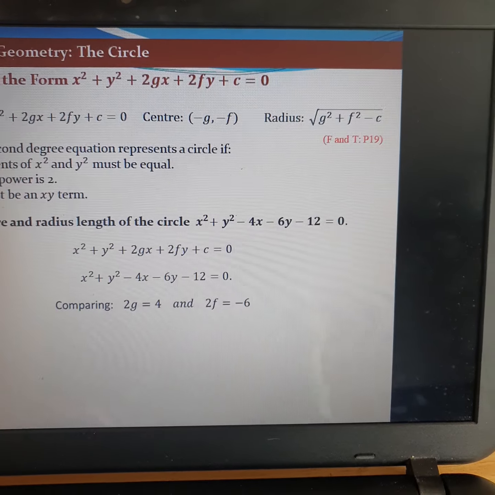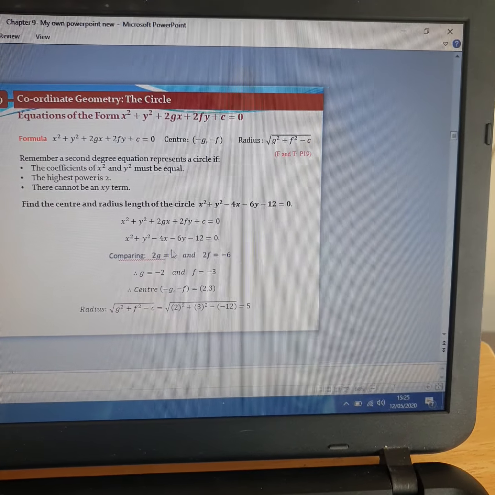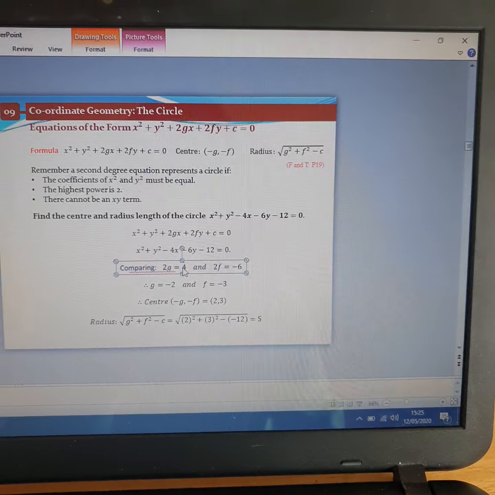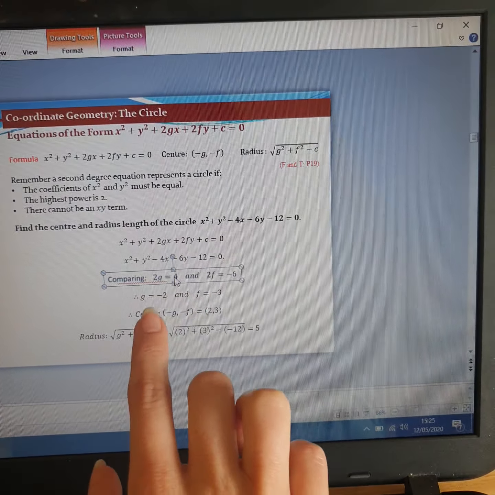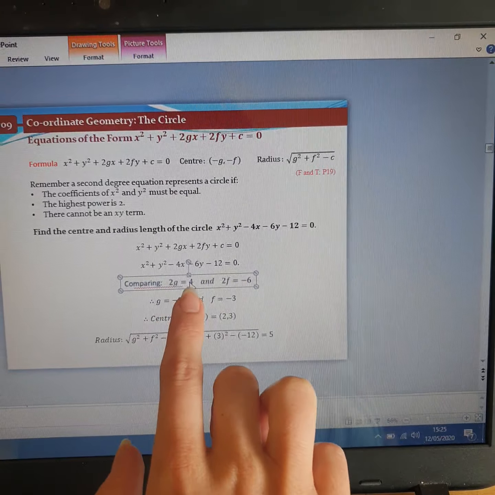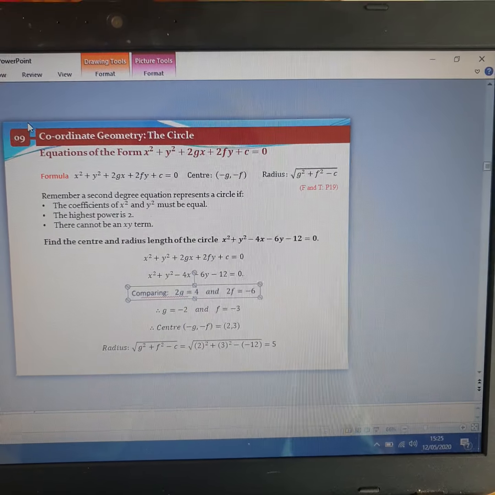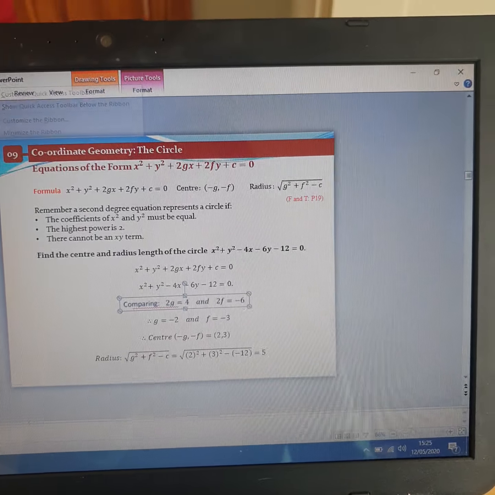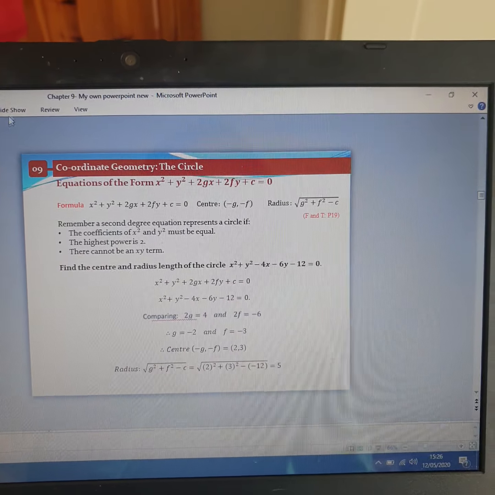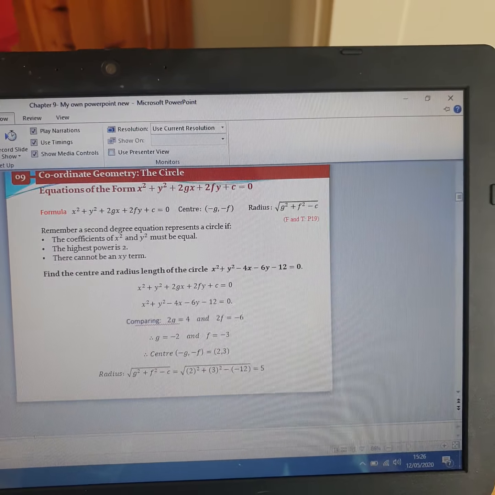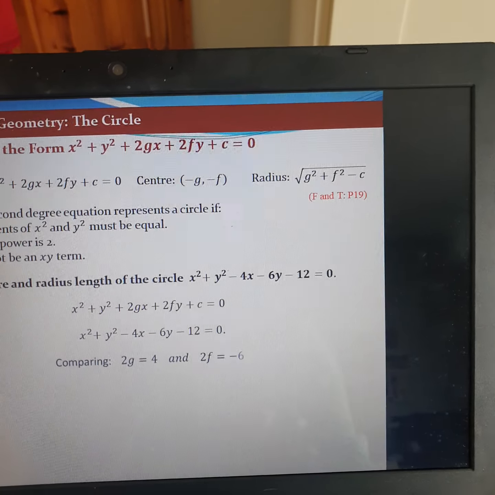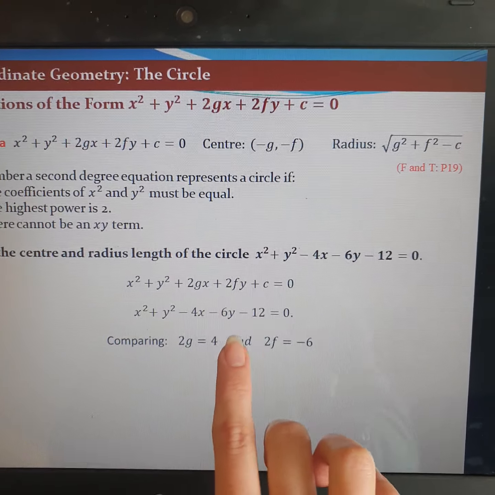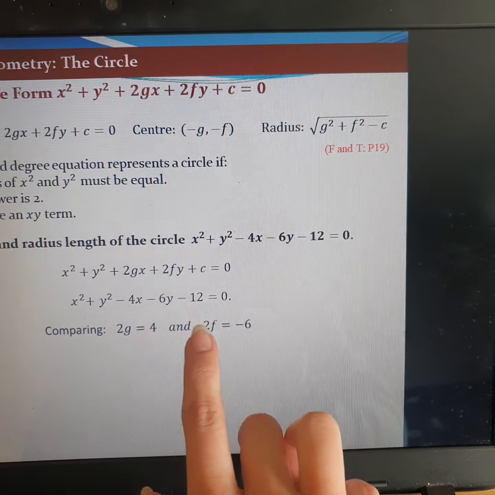Okay, so that should be minus 4 there. Sorry, I made a mistake. I actually realised when I was going back over this that it should be minus 4. For some reason it says 4 there, so ignore that. When I was going back over it, I was trying to change it, but it wouldn't allow me to. So, sorry, just go back over that. That should say 2g is equal to minus 4, and then we have 2f is equal to minus 6.